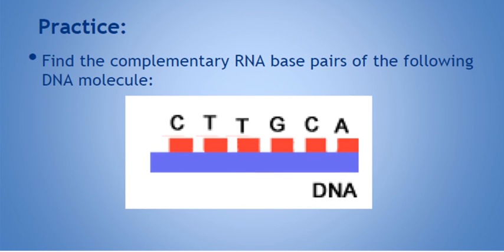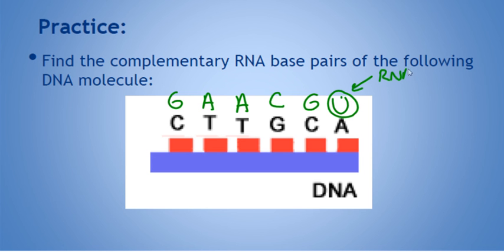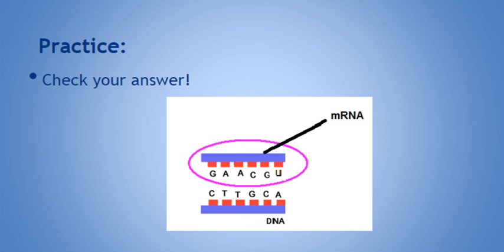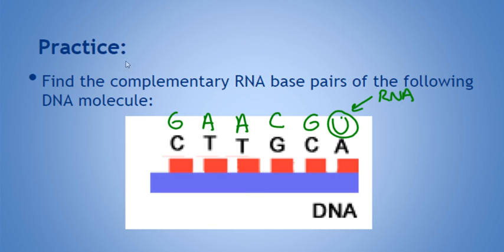So practice. Find the complementary RNA base pairs. Well, based off of our base pairing rules, C bonds with G, A bonds with T, A bonds with T, C bonds with G. Same thing here. And then A bonds with U. Remember, we are making RNA. Double checking, same thing. We have our base pairing, and we still have that sugar phosphate backbone, which I guess I should have drawn a little bit. Here's our sugar phosphate backbone.